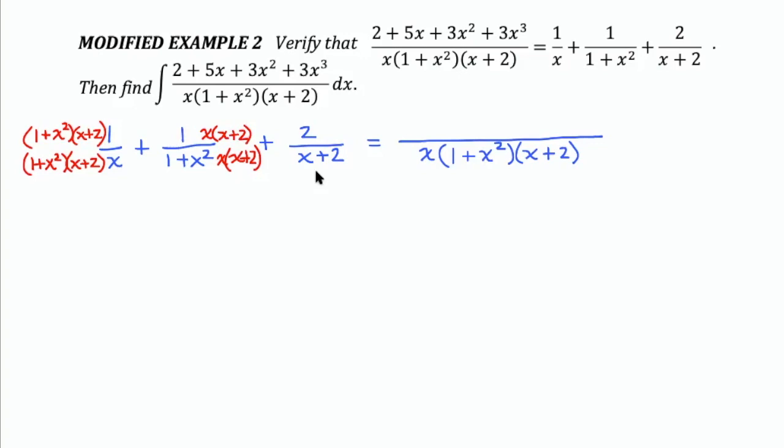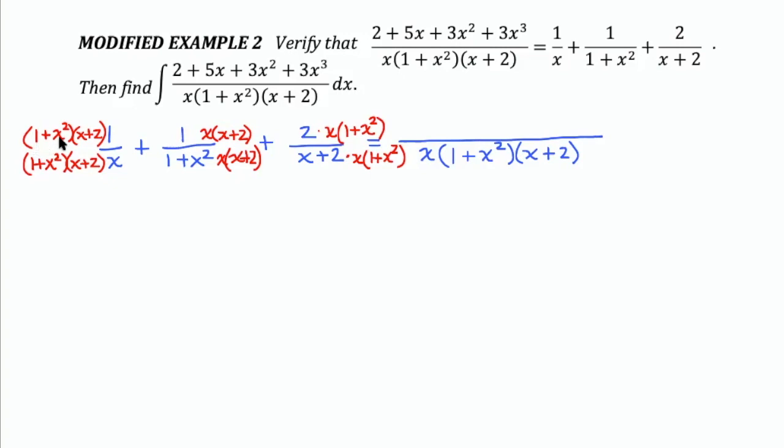And the last fraction has the last factor. It's missing the first 2. So I'm going to need to multiply top and bottom by x times 1 plus x squared. All right, now getting through the rest of this is just algebra. But again, if you haven't done this stuff in a while, this is why I think it's worth going through a couple of examples of just the algebraic part before worrying about the integration.